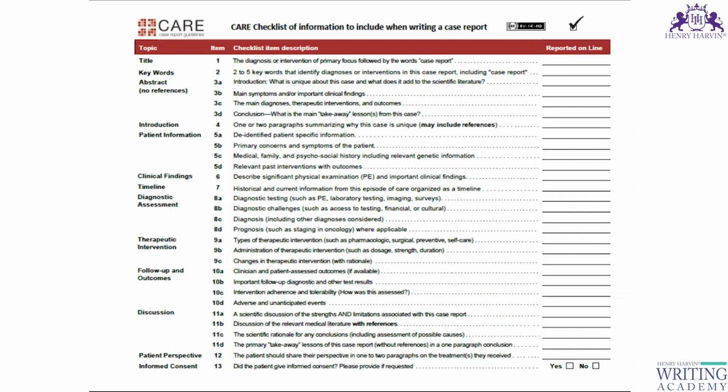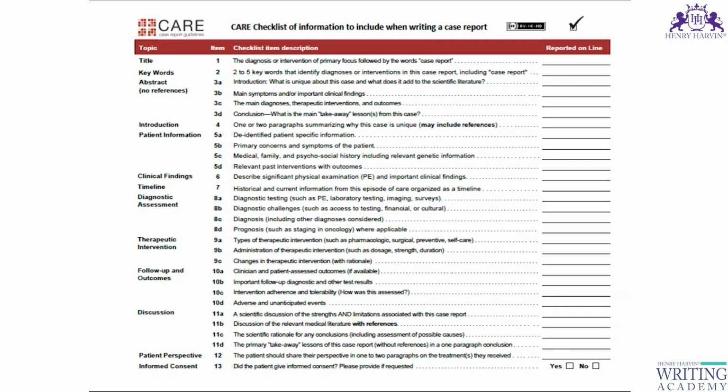Okay, so how do you write the abstract? First you have to write the introduction, that is, what is unique about this case and what does it add to the scientific literature. So what is the new thing mentioned in that literature, what is the uniqueness of the case report, or what is a rare feature explained in this report. Then the main symptoms and or important clinical findings.